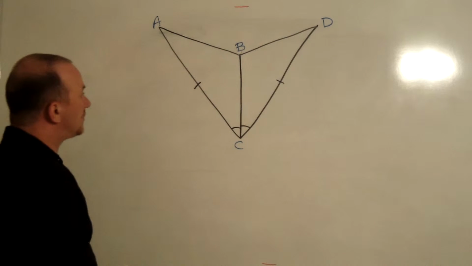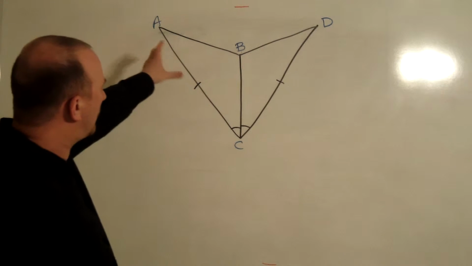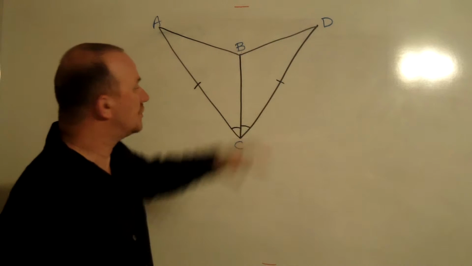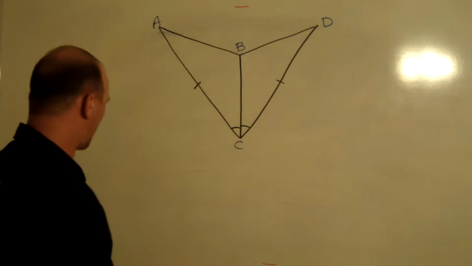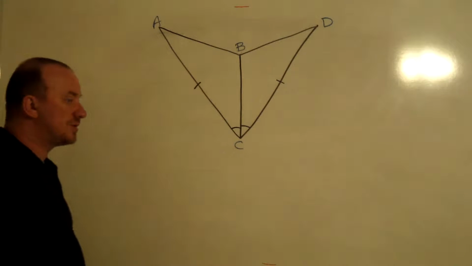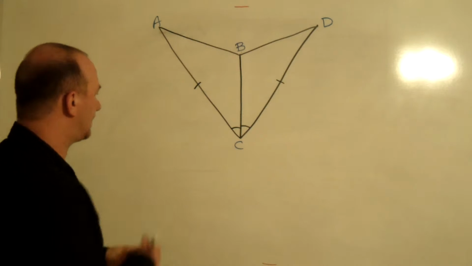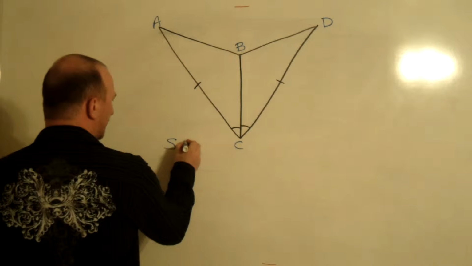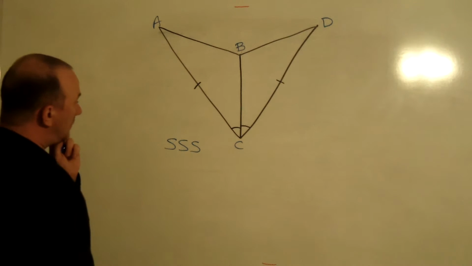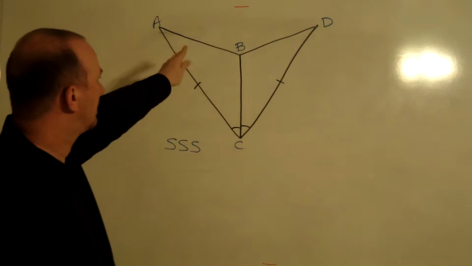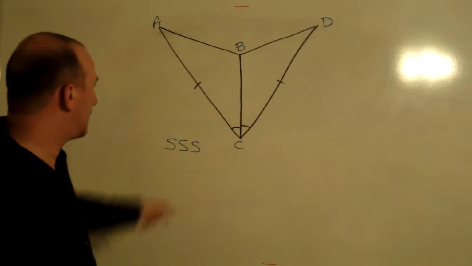Let's do this problem. It asks whether these two triangles that you see here are congruent to each other. So in the last video we talked about side, side, side. Let me write that up here. And we have to look whether we can do this by quoting this theorem.